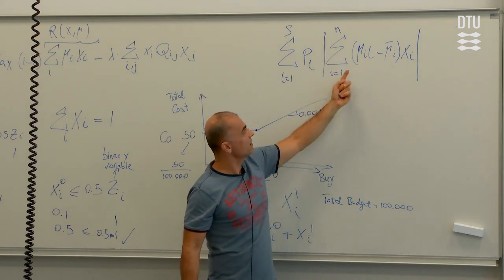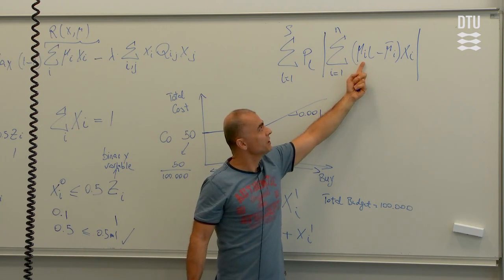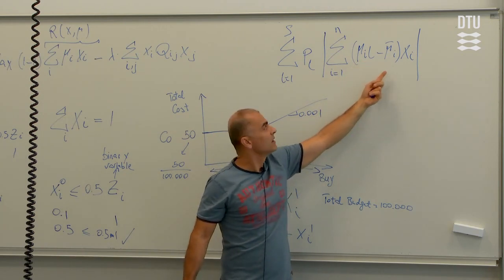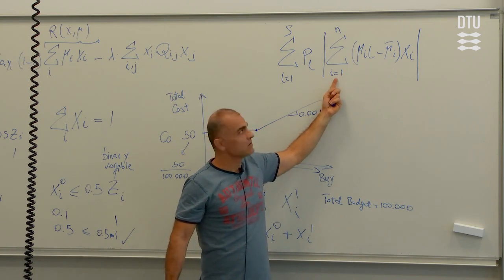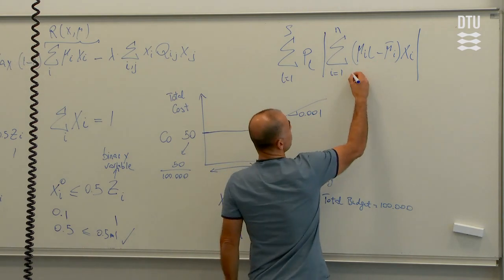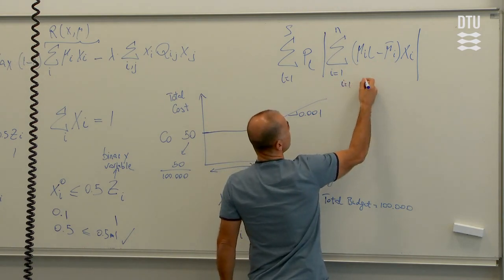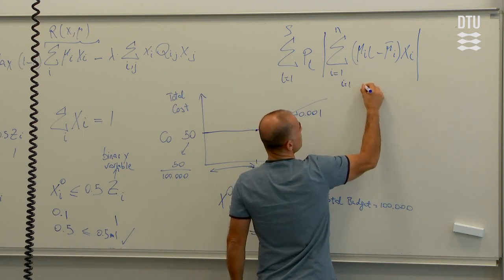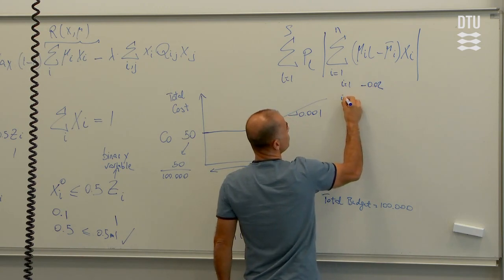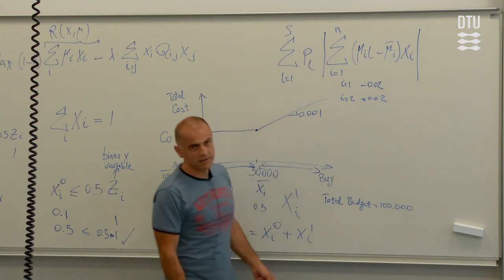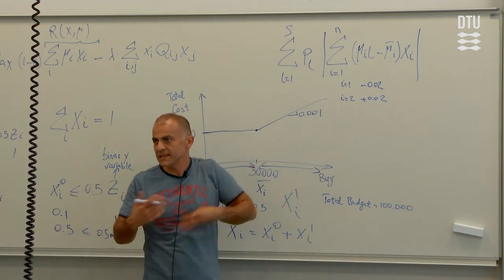But let's say for asset 1, I have a case where I have a return for that asset at that scenario, which is greater than its average, right? Then for asset 2, the return could be less than its average. So let's say for asset i equal 1, this number could be minus 0.02, and for i equal 2 it could be plus 0.02. So what happens? These two cancel each other out, right?